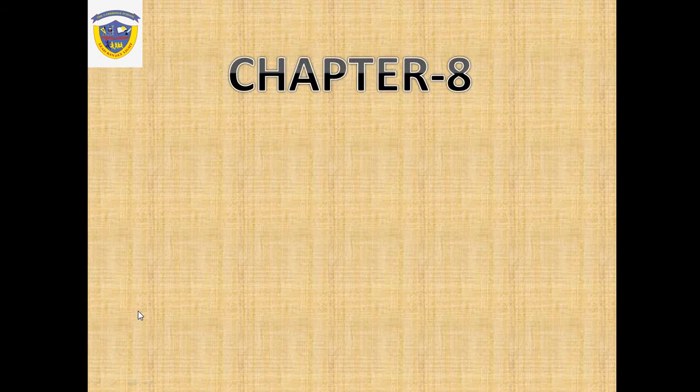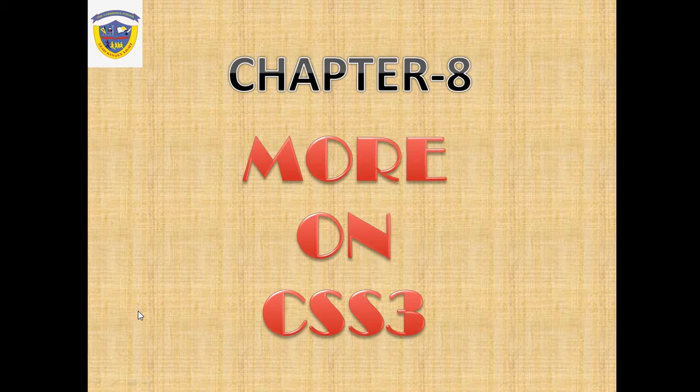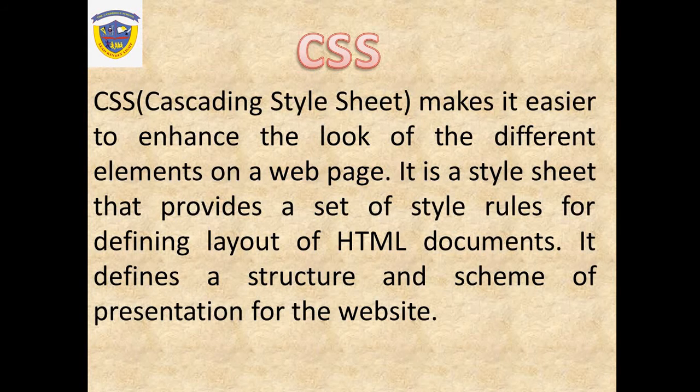Dear students, today we will continue with chapter 8, more on CSS3. What is CSS? CSS means cascading style sheet. It makes it easier to enhance the look of the different elements on a web page. It is a style sheet that provides a set of style rules for defining the layout of HTML documents. It defines a structure and scheme of presentation for the website.